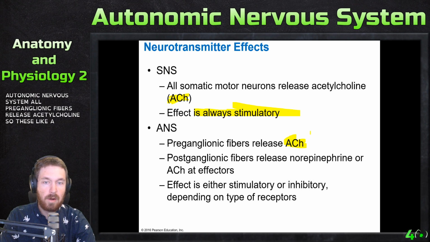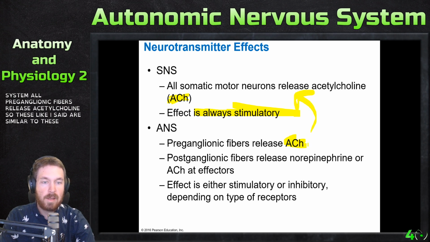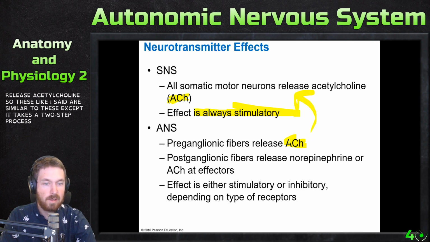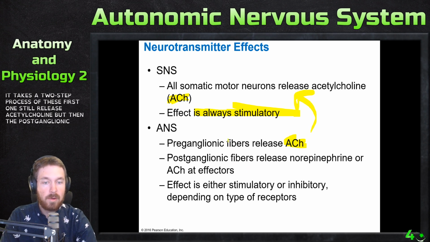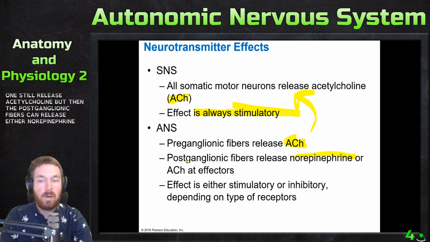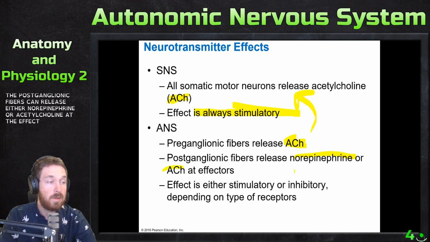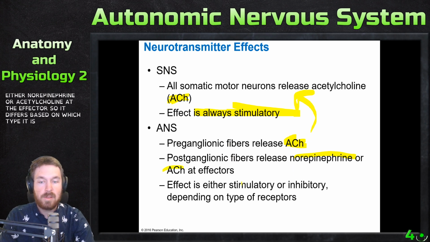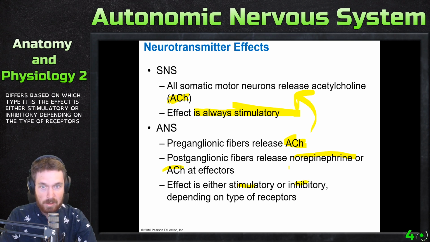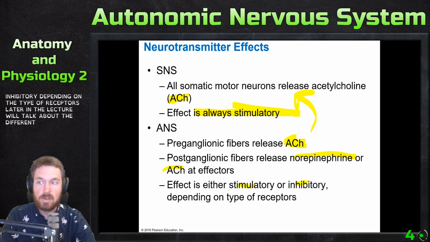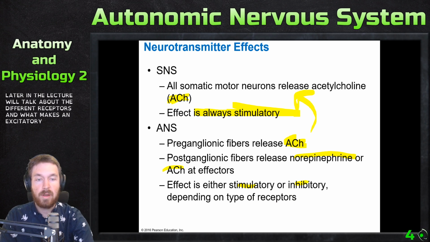So these, like I said, are similar to these, except it takes a two-step process. These first ones still release acetylcholine, but then the postganglionic fibers can release either norepinephrine or acetylcholine at the effector. So it differs based on which type it is. The effect is either stimulatory or inhibitory depending on the type of receptors. Later in this lecture, we'll talk about the differing receptors and what makes them excitatory or inhibitory.